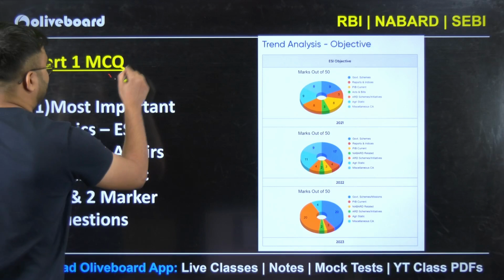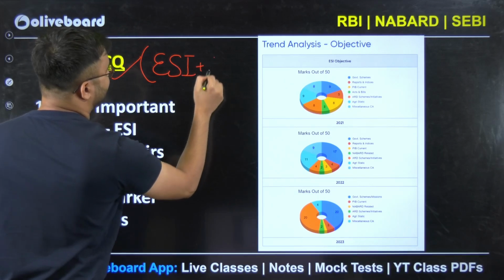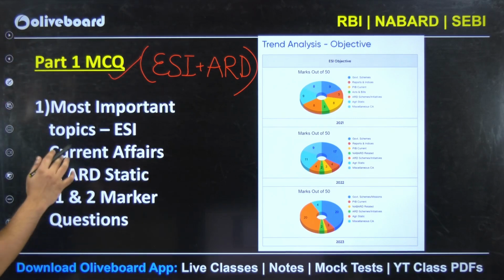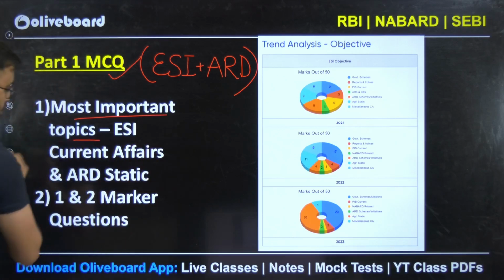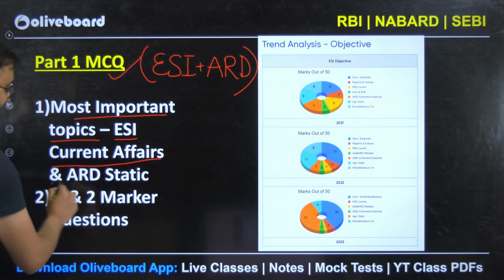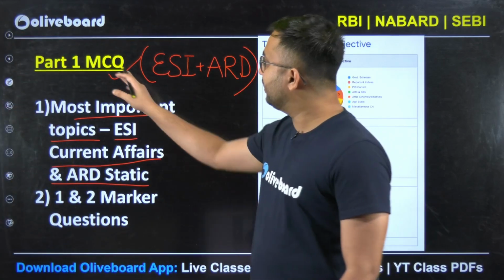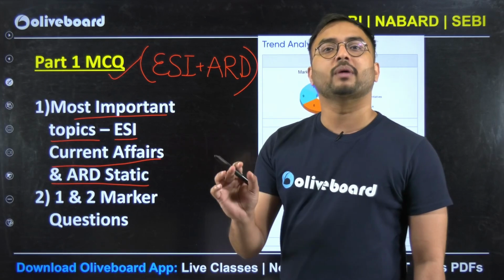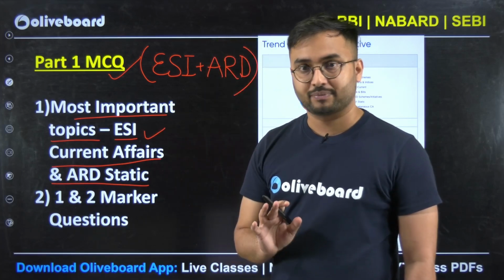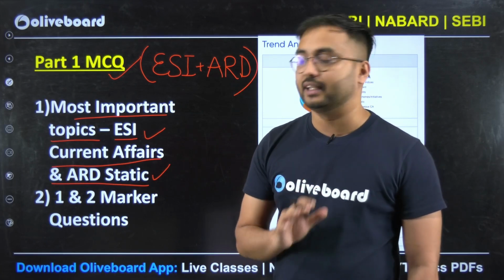Let us look at the first part, that is the MCQ part for ESI plus ARD. When you look at ESI and ARD, the first thing to identify is what the most important topics are. These most important topics can be broken into ESI current affairs and ARD static. Why am I saying ESI current affairs and ARD static? If you look at the MCQ part, then 1 marker and 2 marker questions will majorly come from ESI current affairs in the ESI section. And from ARD, 1 marker and 2 marker questions will be completely static in nature.